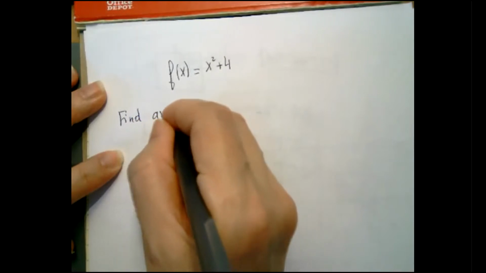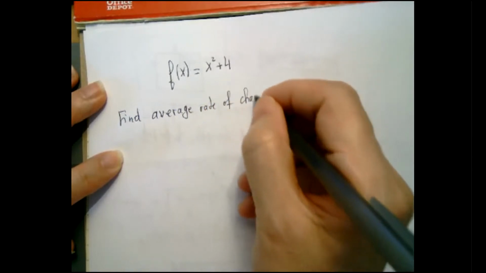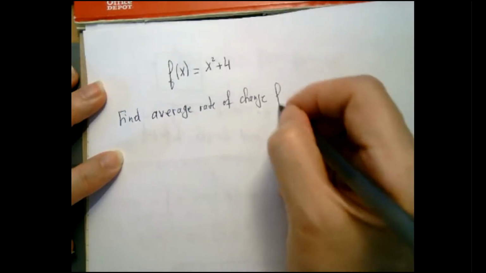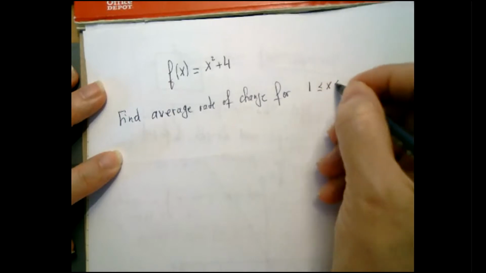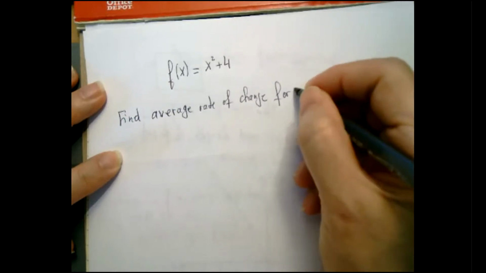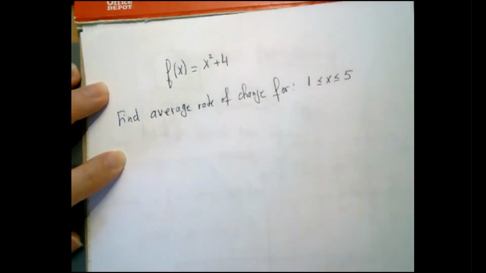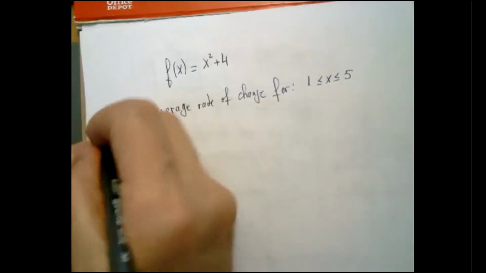My first question is find the average rate of change. And I have to tell you on which interval. So let us say for x between 1 and 5. Okay, so what's the average rate? I will find it and then I will show you again a little bit on a picture, those quantities we are computing.